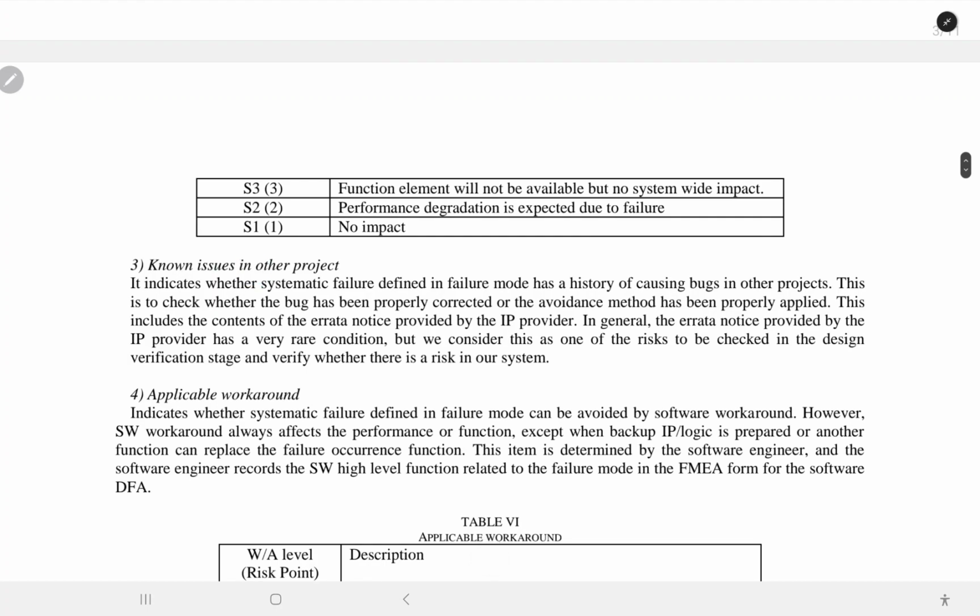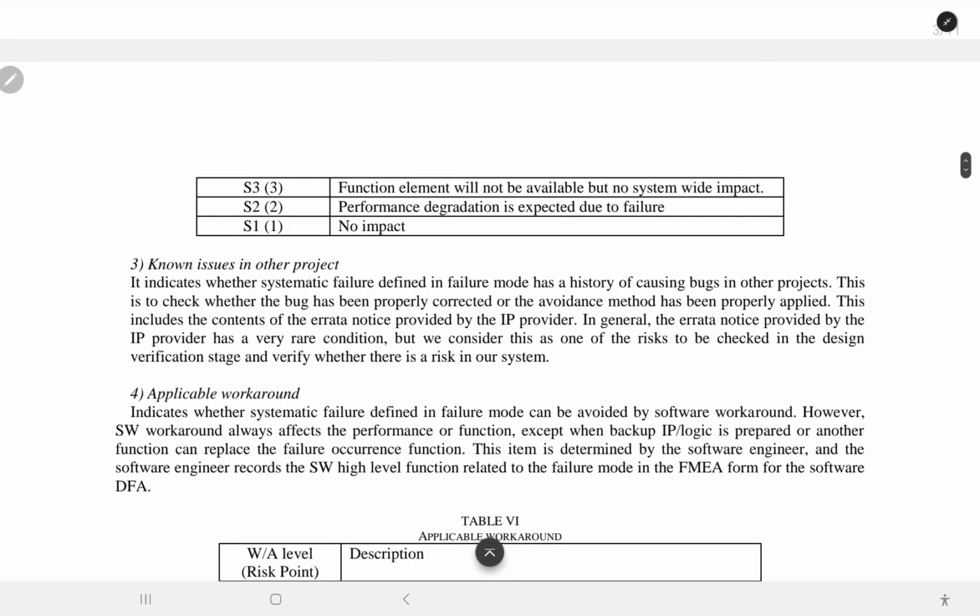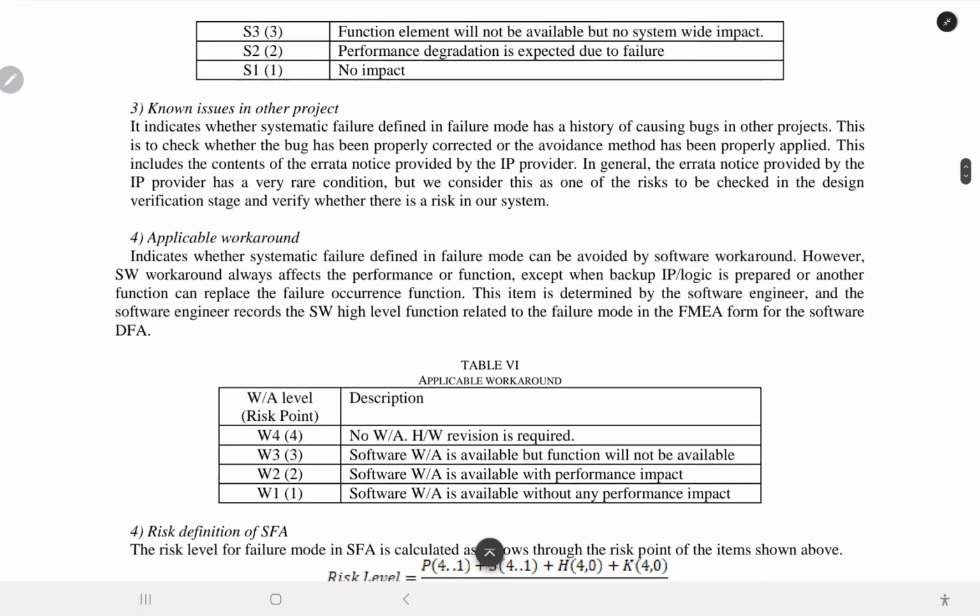3. Known issues in other projects. This indicates whether the systematic failure defined in failure mode has a history of causing bugs in other projects, to check whether the bug has been properly corrected or an avoidance method has been properly applied. This includes the content of the Errata notice provided by the IP provider. In general, the Errata notice provided by the IP provider describes a very rare condition, but we consider this as one of the risks to be checked in the design verification stage and verify whether there is a risk in our system.